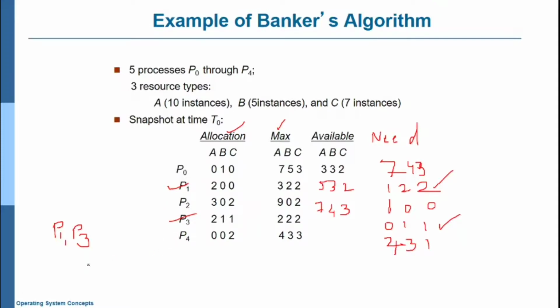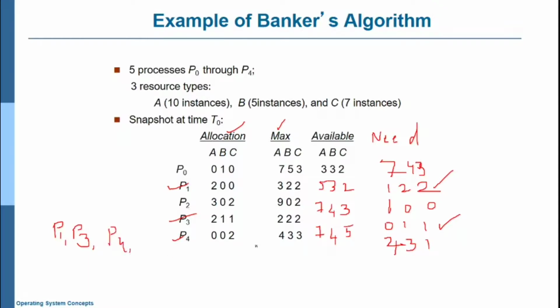So after P3 it is P4. You can have more than one safe sequence. It is not that we should follow the same one that is in the textbook. P4 requires 4 3 1, that is 4 instances of type A, 3 instances of type B, and 1 instance of C. So we can satisfy this. After it releases, 7 plus 0 is 7, 4 plus 0 is 4, and 3 plus 2 is 5.